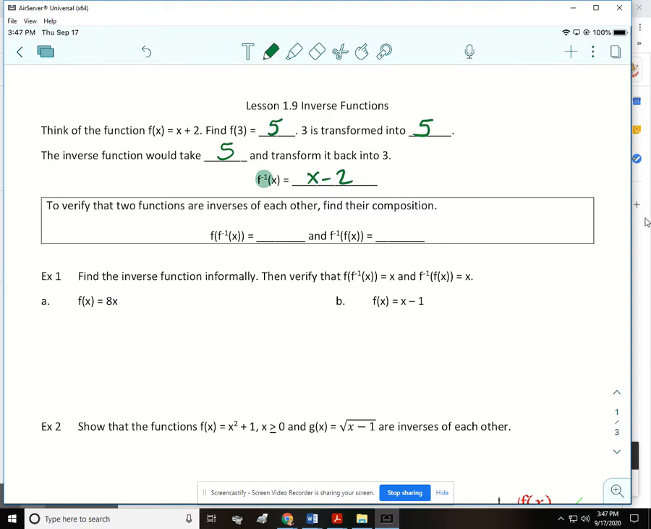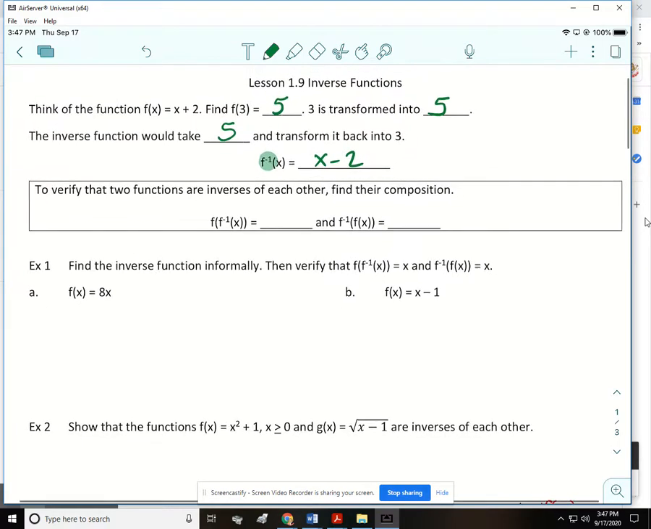So the main idea of what we're learning today is how to verify that two functions are inverses of each other. So what we're going to do is find their composition. If you find f of f inverse of x, what happens is everything just kind of cancels away, and you're just left with x. And then it has to work the other way also. So f inverse of f of x should also give you x.